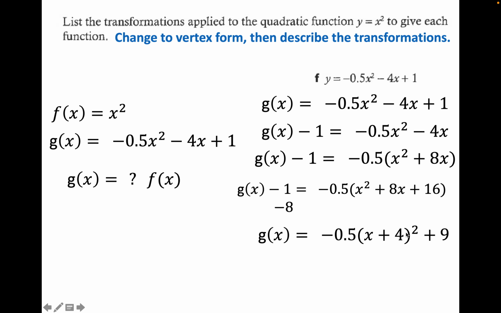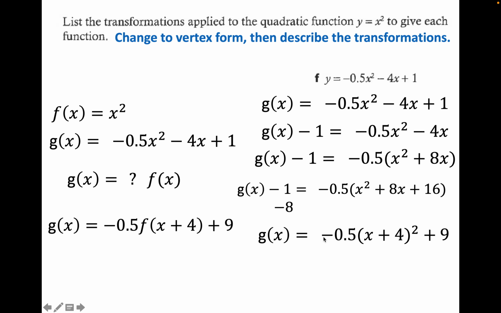That becomes this vertex form equation. This perfect square became x plus 4, and that negative 9 moved over to be 9 here. Here we have it. That means f of x was changed in these ways to become g of x.